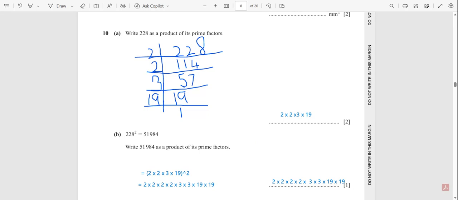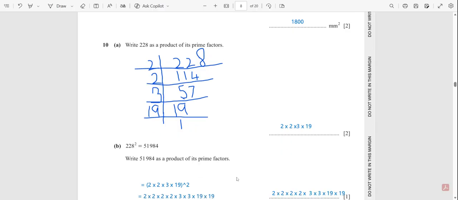Now 228 squared is equal to 51984. So write 51984 as a product of its prime factors. So simple, the factors of 228 are 2 into 2 into 3 into 19. I write it over here and then square it. So I get 2 into 2 into 2 into 2 into 3 into 3 into 19 into 19. Simple.